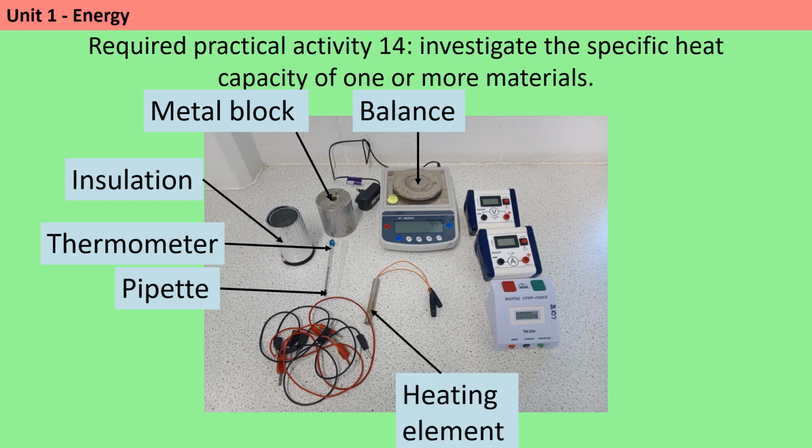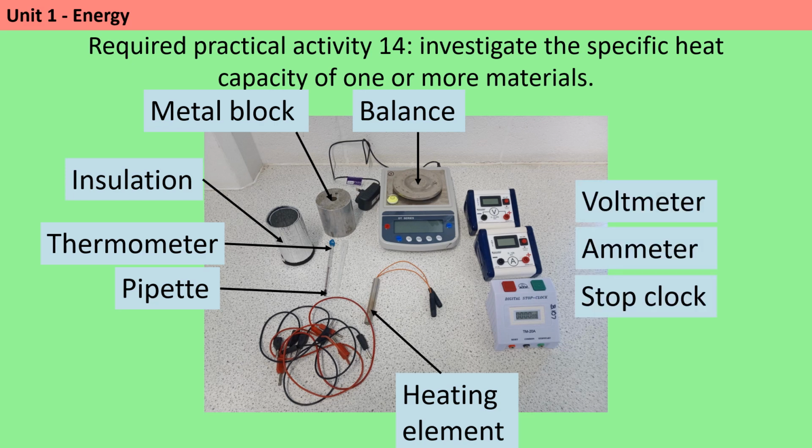I've got a heating element, so some kind of electrical heater which is used to heat up the block. And then you've got options. So here I've shown you with a voltmeter and an ammeter and a stop clock. And if you use this method, then basically what you do is you measure the potential difference across the block, you measure the current that's flowing, you use those together to work out what the power is, and then you use power together with time to work out the energy transfer. You could also use a piece of equipment called a joule meter, which would tell you the energy transfer directly.